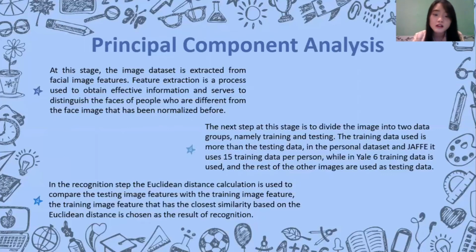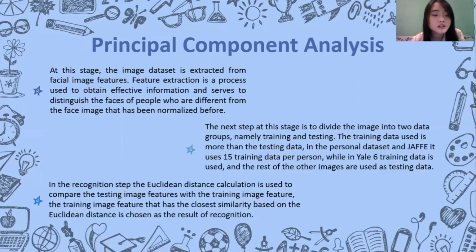Point 2, the next step at this stage is to divide the images into 2 data groups, namely training and testing. The training data used is more than the testing data. In the personal dataset and JAFFE, it uses 15 training data per person, while in Yale 6 training data is used, and the rest of the images are used as testing data.